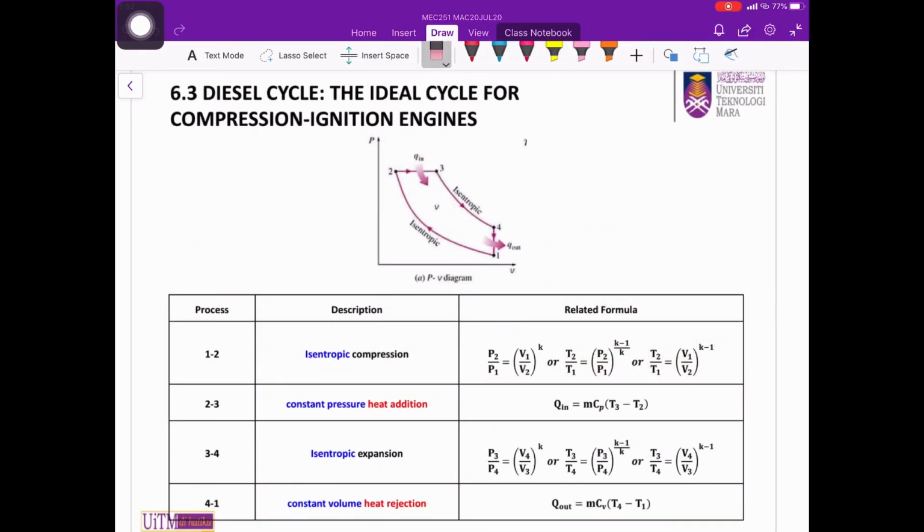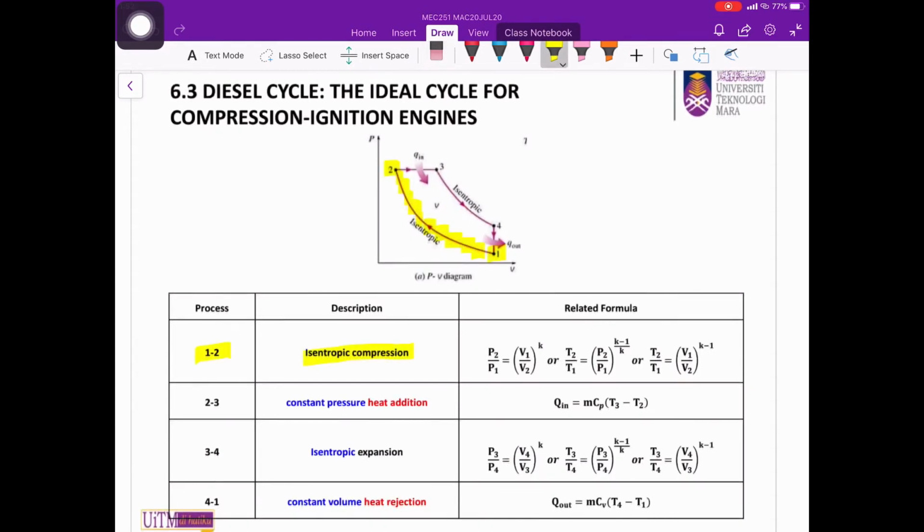There are 4 processes involved in the diesel cycle. Process 1 to 2 is isentropic compression process. Process 2 to 3 is constant pressure heat addition process. Process 3 to 4 is isentropic expansion process. And process 4 to 1 is constant volume heat rejection process. For process 1 to 2 and 3 to 4, we can use isentropic relations to find our related properties.